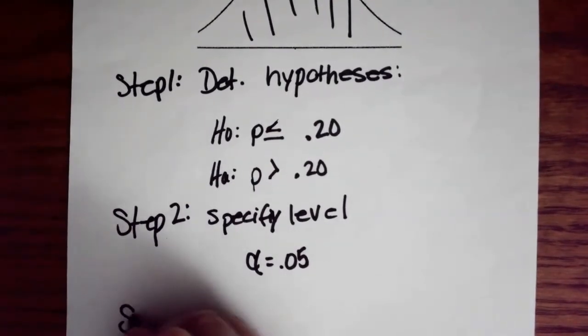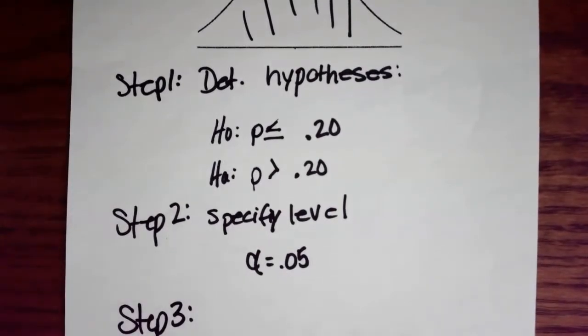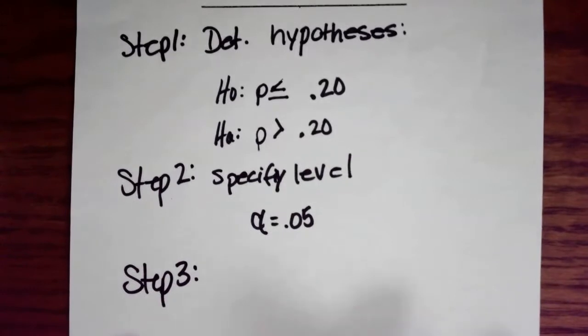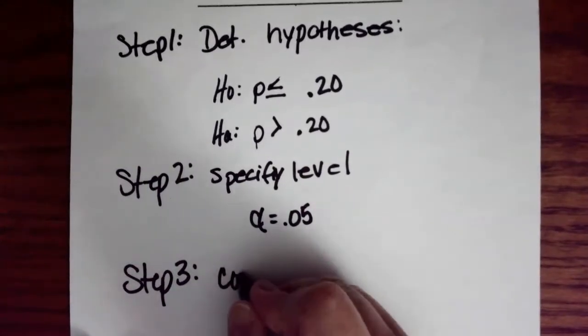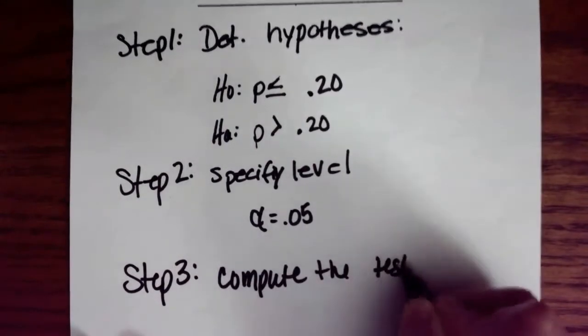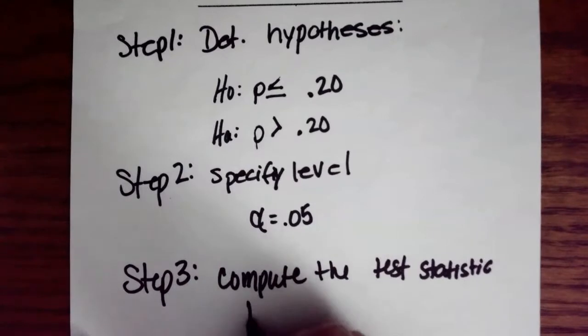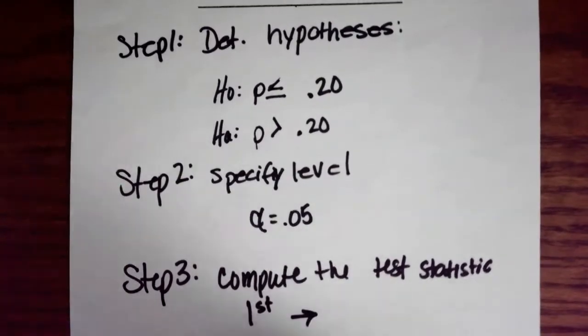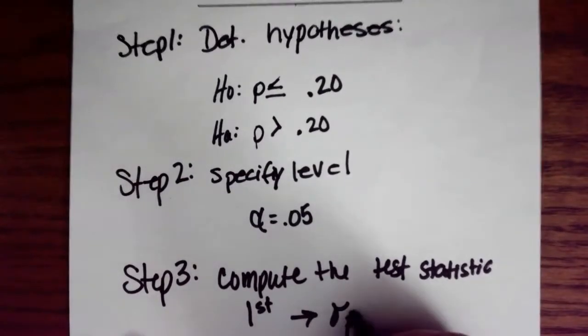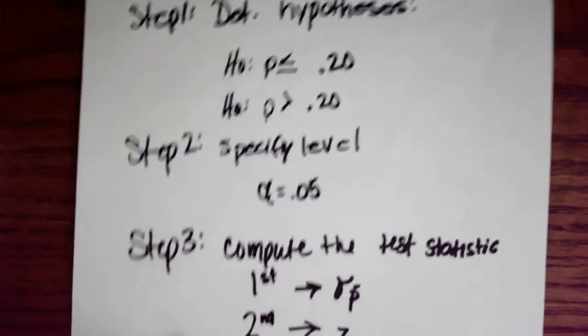And then step three is to compute the value of our test statistic. To compute the value of our test statistic, first, we need to compute the standard error of our proportion. Second, we need to compute our z.